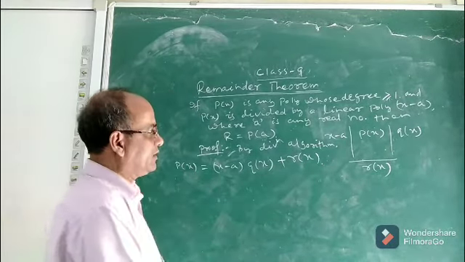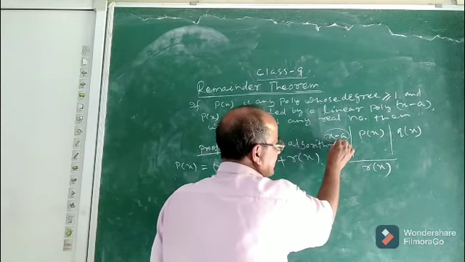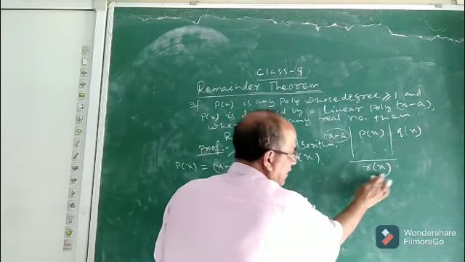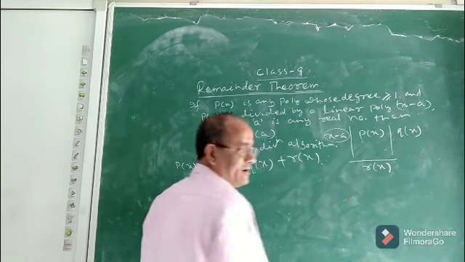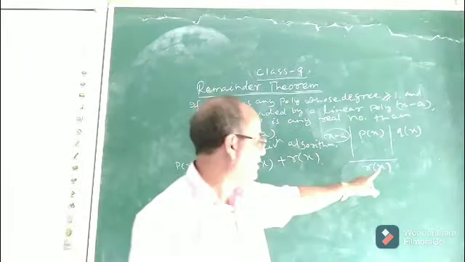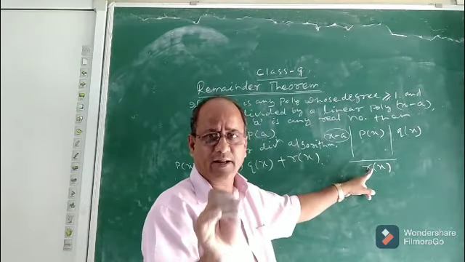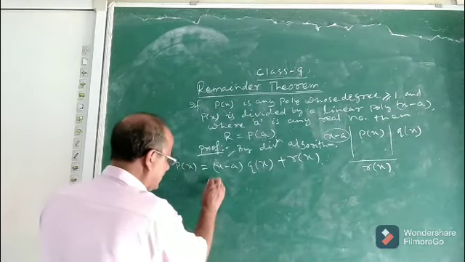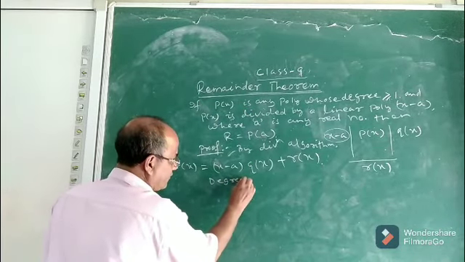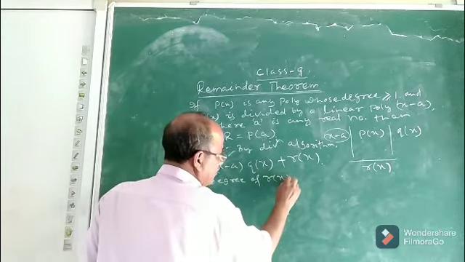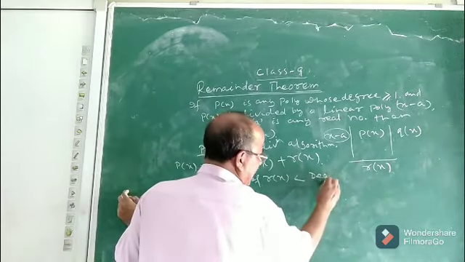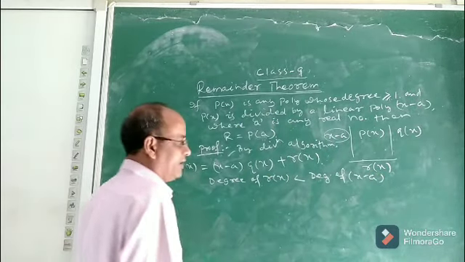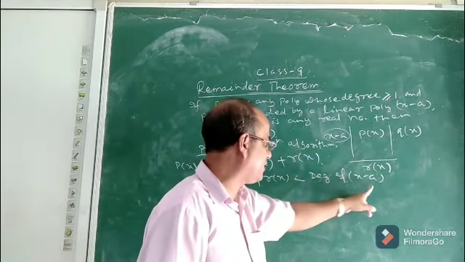Now look at this, the divisor is x minus a. What is its degree? The degree is 1, since the power of x is 1. And what is R of x? R of x is the remainder. Now, as you know, the degree of the remainder is always less than what? The degree of the divisor. That means the degree of R of x is always less than the degree of x minus a, the divisor.